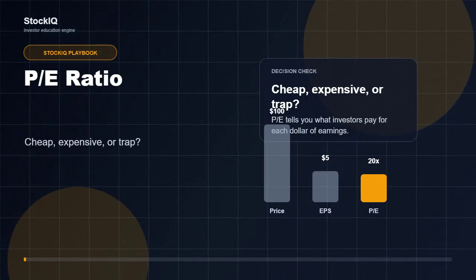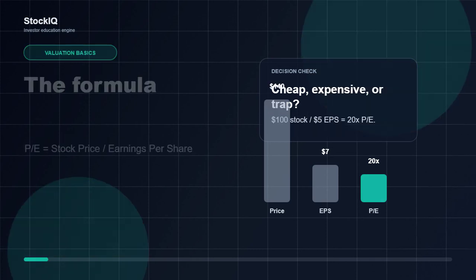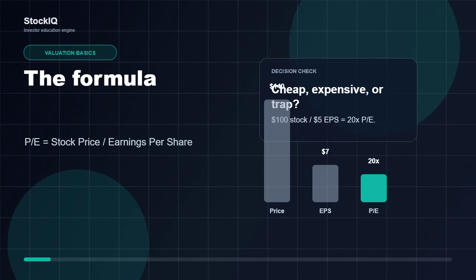P/E ratio. Cheap, expensive, or trap? Before you call a stock cheap or expensive, ask what the market is paying for each dollar of earnings. That is what the P/E ratio tries to show. P/E stands for price to earnings.